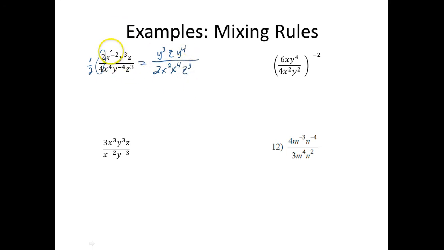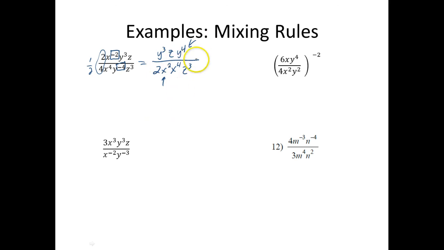So notice what just happened here. This negative 2 moved the x to the bottom. So there it went. That negative 4 on the bottom moved that y up to the top. So whenever you have a negative exponent, it just flips the position. That's all you have to worry about.